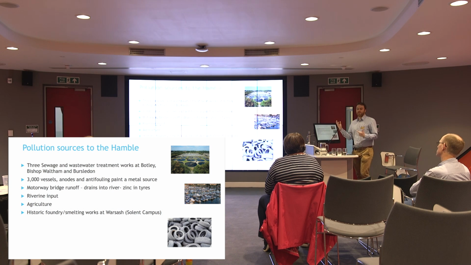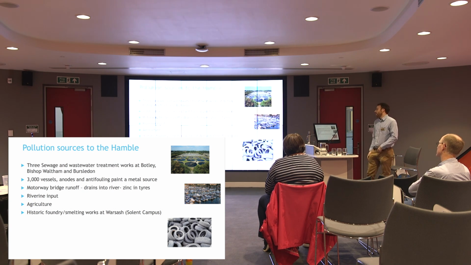As I mentioned, we have 3,000 vessels in the Hampshire, and with tyres being a source, we've got the A27 bridge and the M27 bridge. Quite surprisingly, the runoff from the M27 motorway bridge goes directly into the river. So there's a pipe that flows in. When it's raining, if you go underneath the bridge in your boat, you've got to watch out because you can get very wet otherwise. And once again, riverine input.